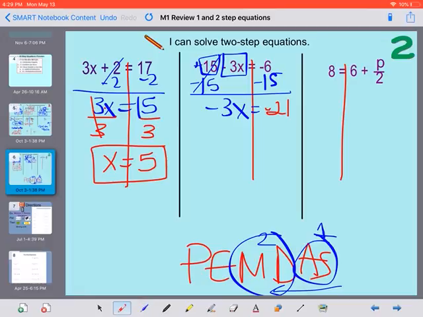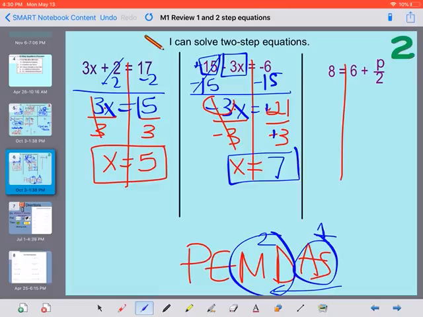And then last, the opposite of multiplying is dividing. We're dividing by this whole number, negative 3. That makes 1x, or just x. And remember, when we multiply or divide, 2 negatives make a positive. So 21 divided by 3 should give us 7.